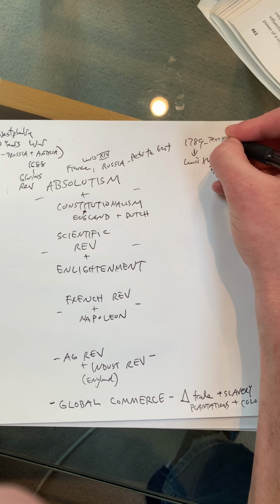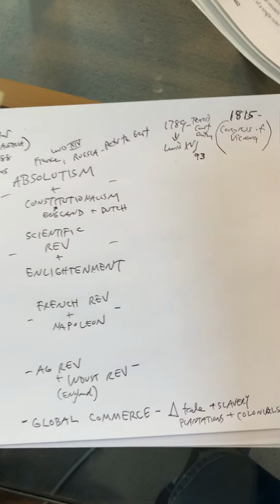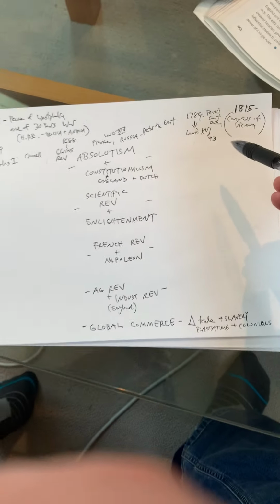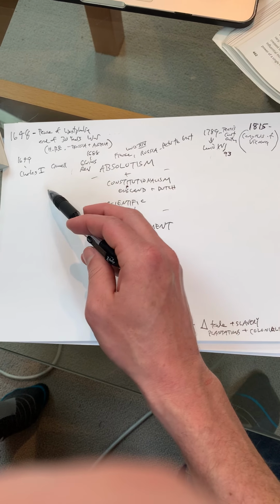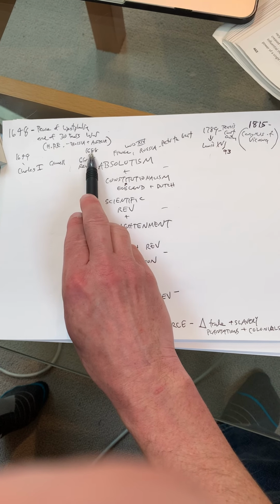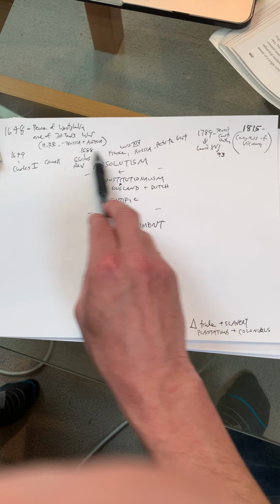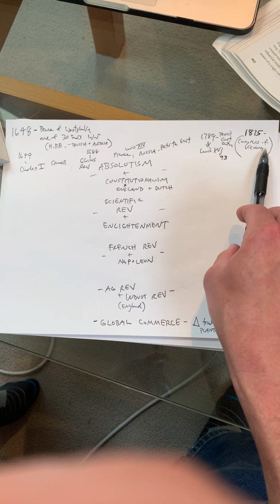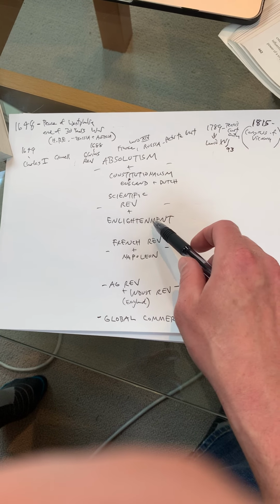That's the Tennis Court Oath and the Declaration of the Rights of Man. It happens in 1789, and we're going to do specific things about that. But these are sort of big dates to know. 1789, French Revolution. 1649 and 1688, Glorious Revolution. 1648, Peace of Westphalia. 1815, Congress of Vienna. And then you can sort of put things in between there.